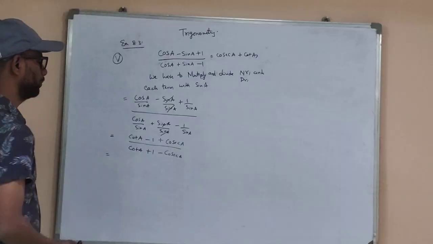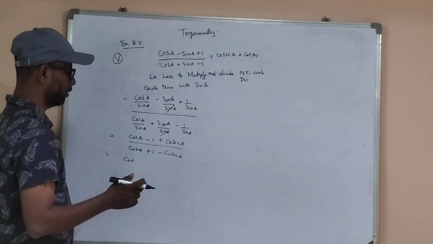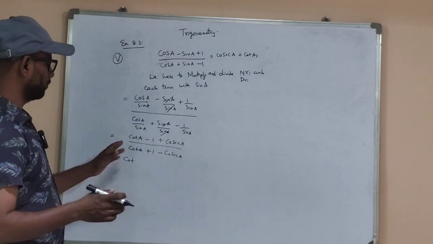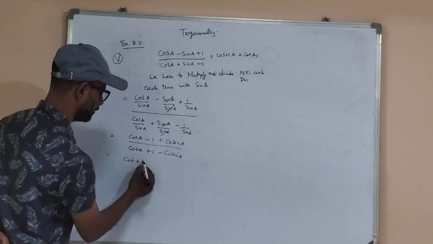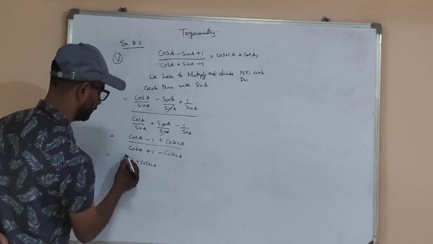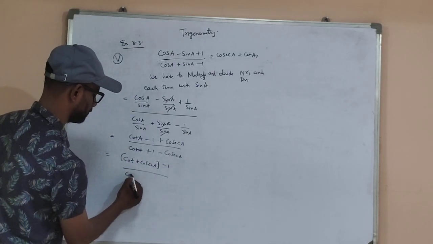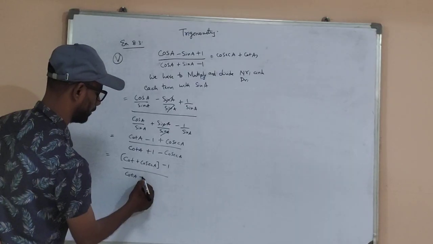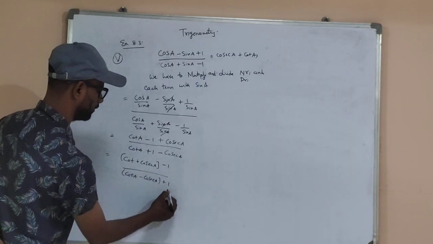So group and club cot A and cosecant A at one place: cot A plus cosecant A minus 1 by cot A minus cosecant A plus 1.